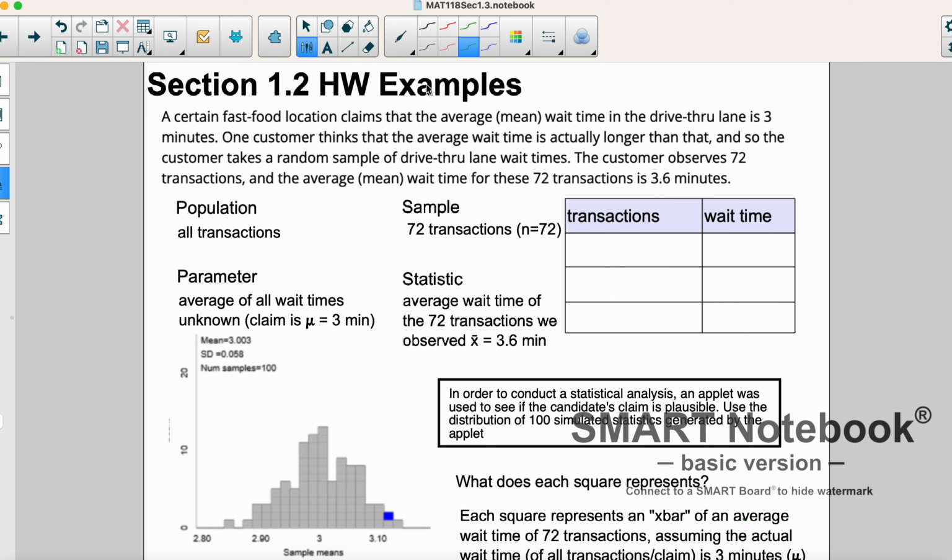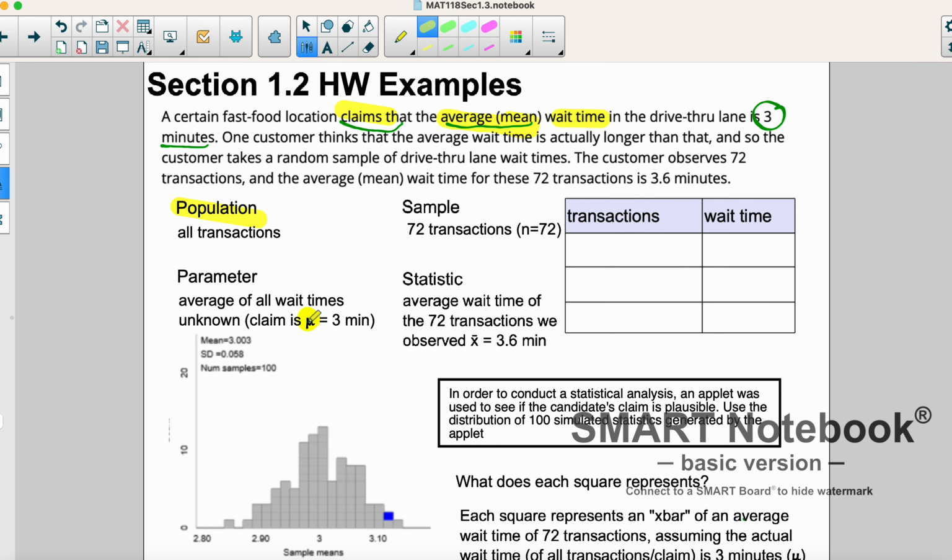So we have a certain fast food restaurant that makes a claim that the average, or the mean, wait time at a drive-through is 3 minutes. When we see claim, that typically means that we're talking about a population. And the thing that we're making a claim about is the average or mean wait time. So that's the parameter.